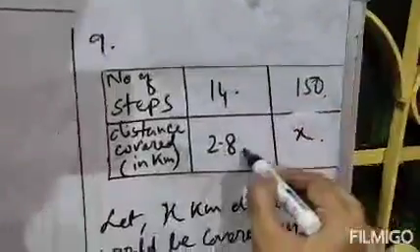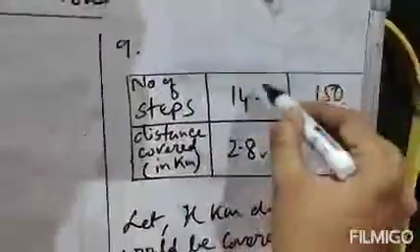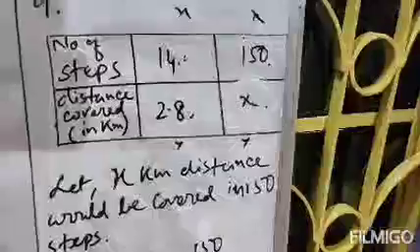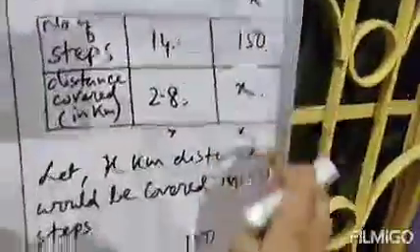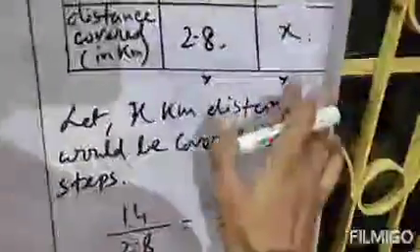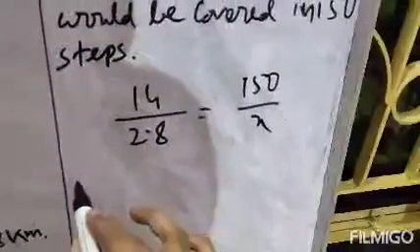be constant. So the first quantity will be your x and the second quantity will be your y. That means x by y means 14 by 2.8, and as this is the x, this is also x, this is y, this is also your y. Clear? So that means x by y is your 150 by x. Clear? Now try to solve and extract the value of x.